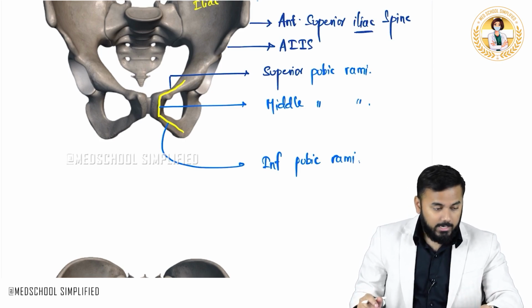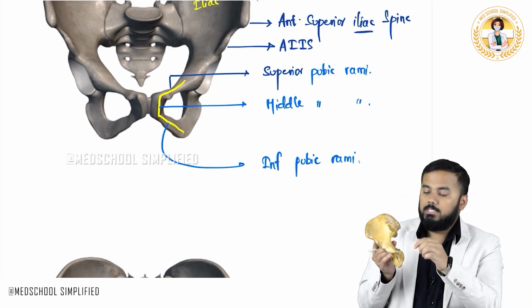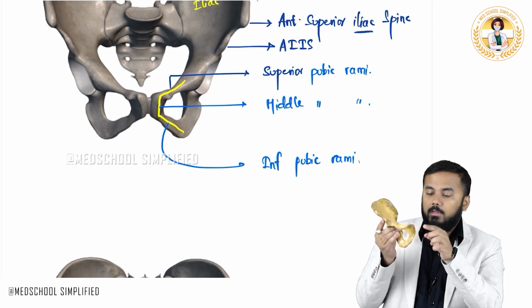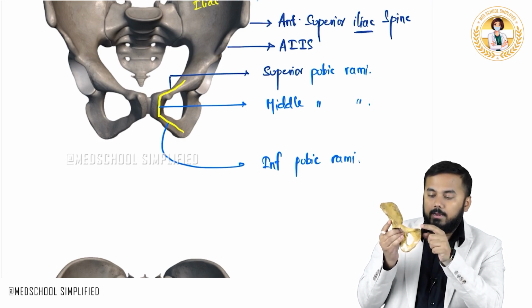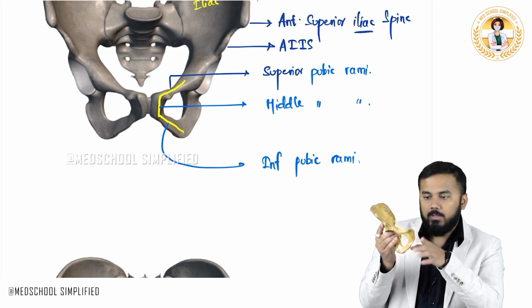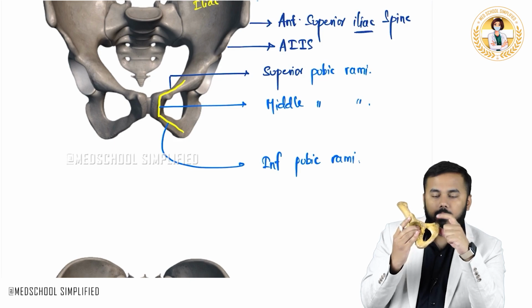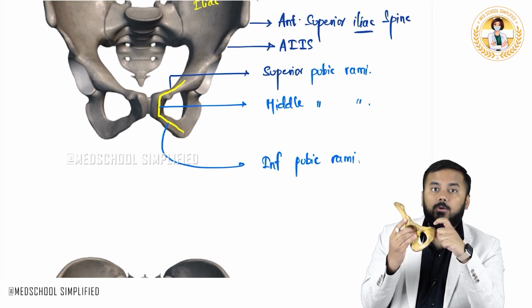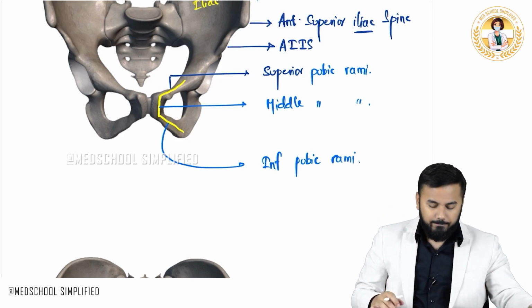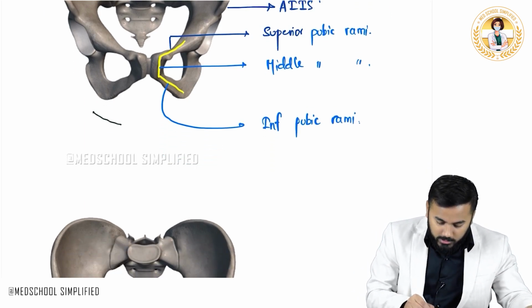Next important thing, let me show it to you here also. As you can see, this is the superior pubic rami, this one is the middle and this is the inferior pubic rami. Clear? Now on the superior pubic rami, can you see a small bumpy elevation here? This bumpy elevation is called the pubic tubercle. The same thing I'm drawing right now here, so here you have a pubic tubercle like this.